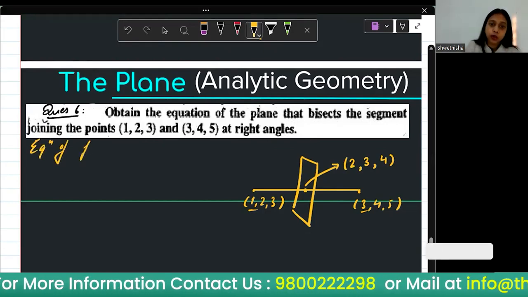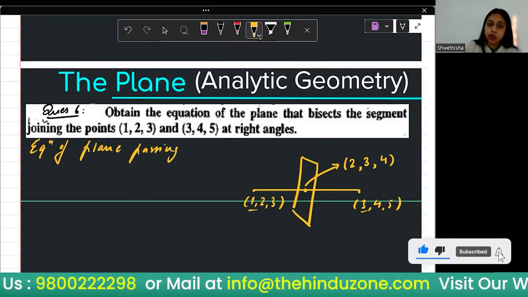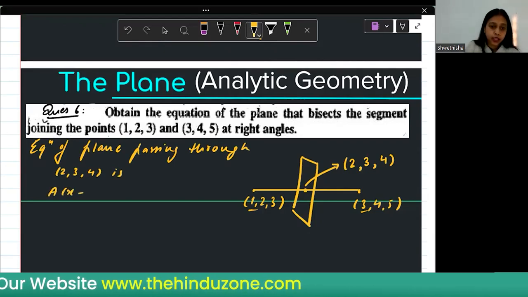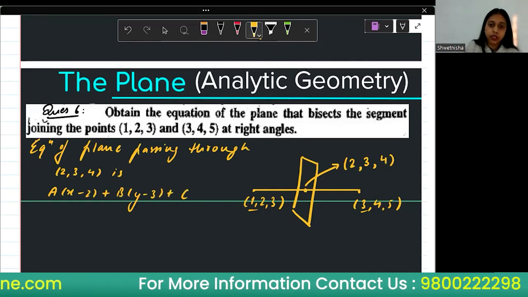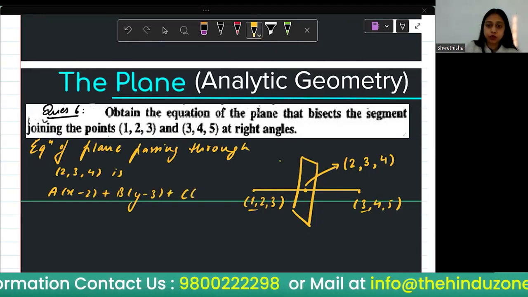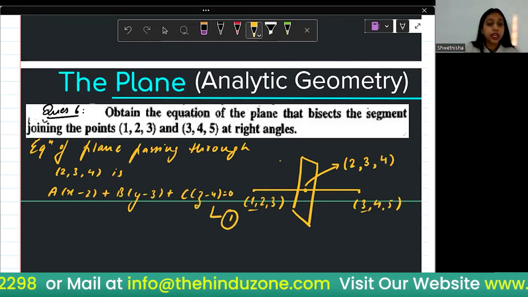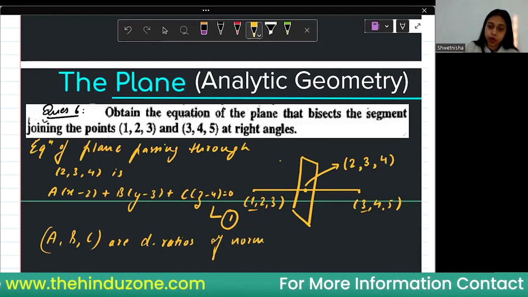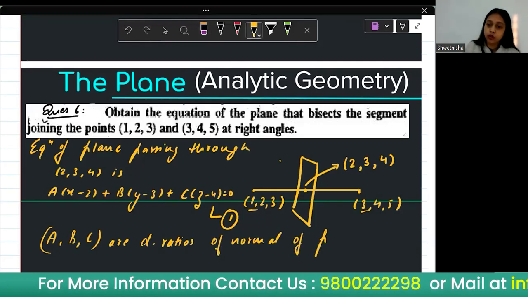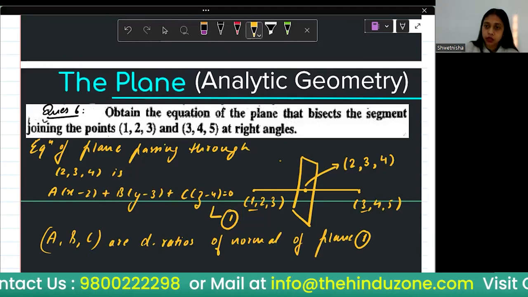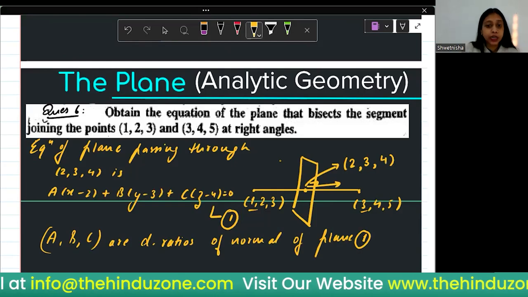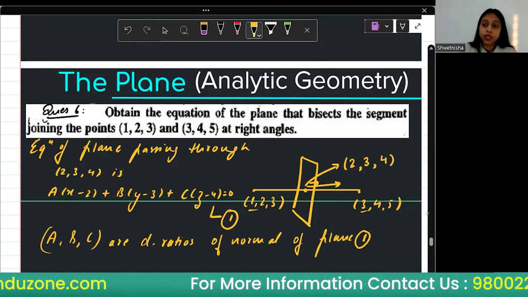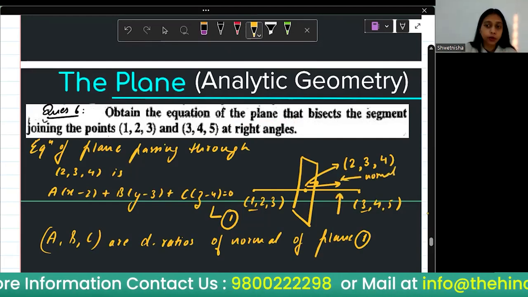So the equation of the plane passing through (2, 3, 4) is A(x minus 2) plus B(y minus 3) plus C(z minus 4) is equal to 0, right? We have to find these capital A, B, C. Capital A, B, C are the direction ratios of the normal of the plane. The plane is at right angle to the line joining these points. So that means the line and the normal are parallel. The direction ratios of the normal are A, B, C.